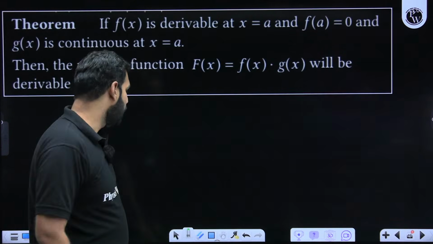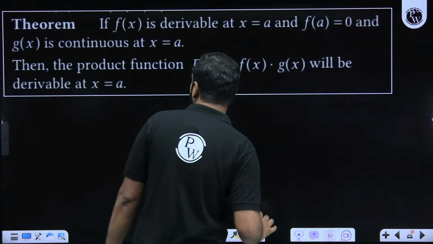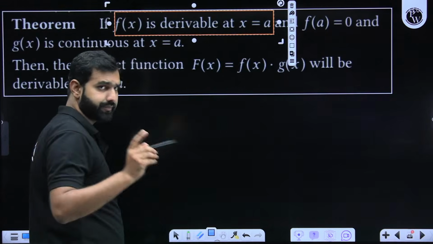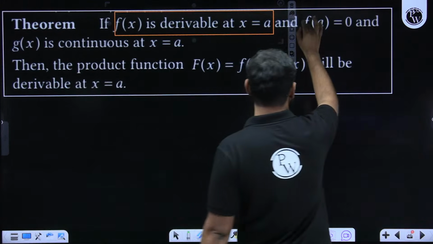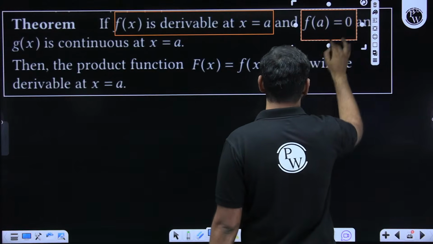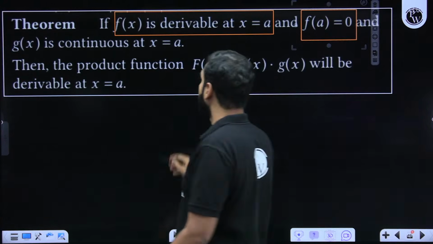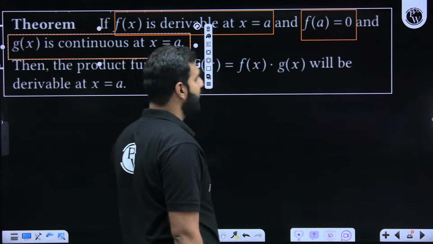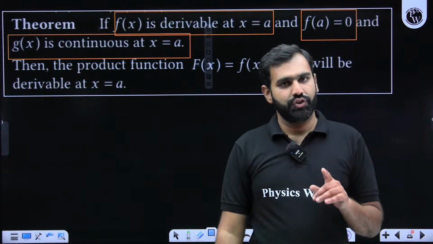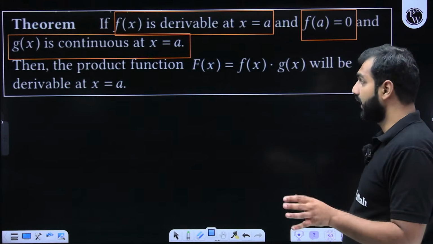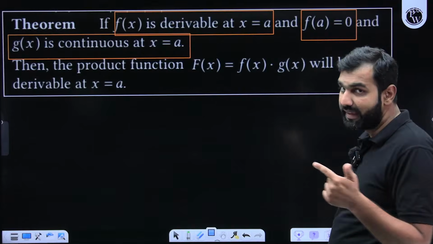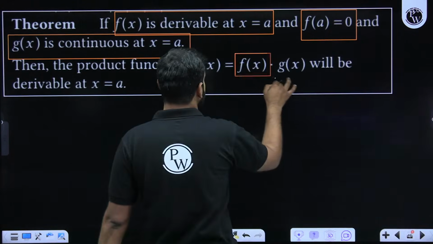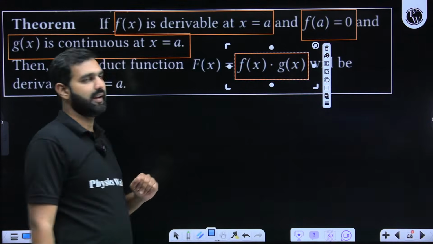What is this formula? Please understand a few key things I'll be highlighting here. First of all, f(x) should be a differentiable function at a. The second observation you should make is that f(a) should be 0. The third conclusion is that g(x) should be a continuous function at a. Three things: f(x) is a differentiable function at a, f(a) is 0, and g(x) is a continuous function at a. Then the product function f(x) into g(x) will be differentiable at a.